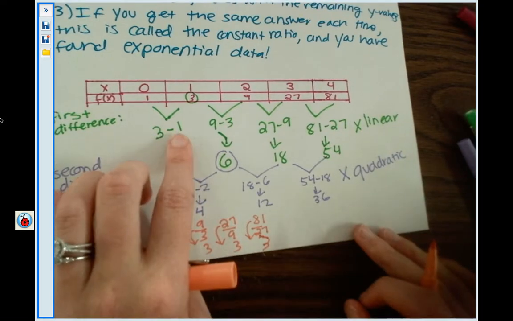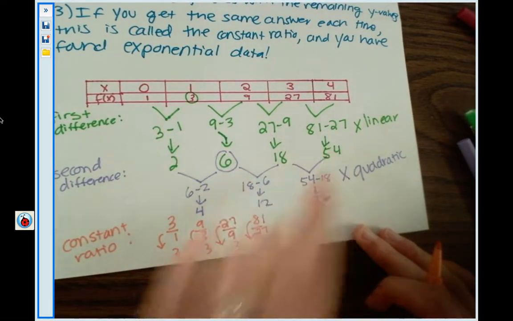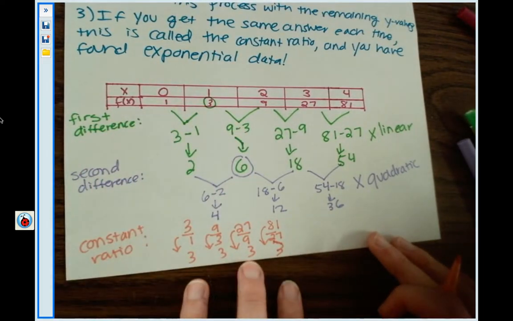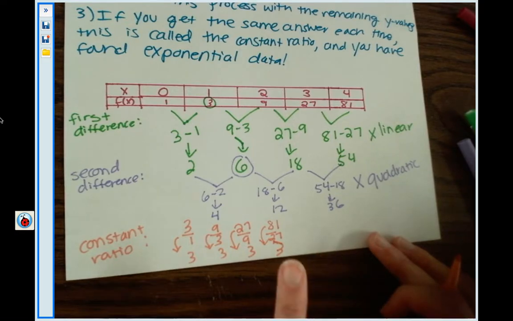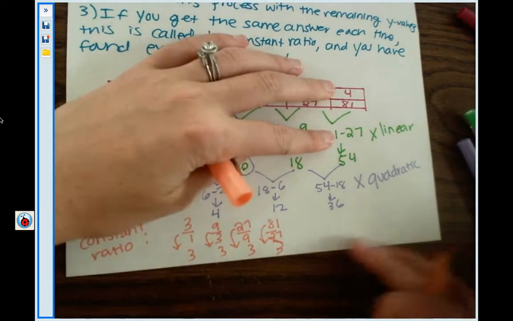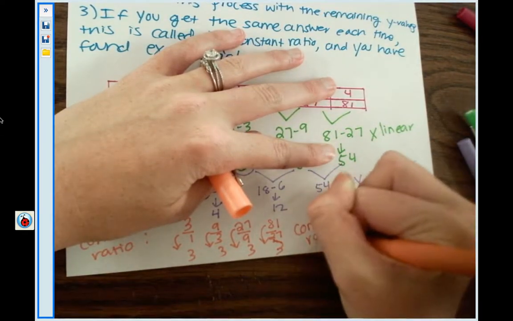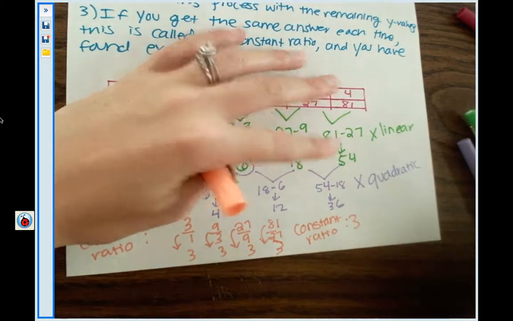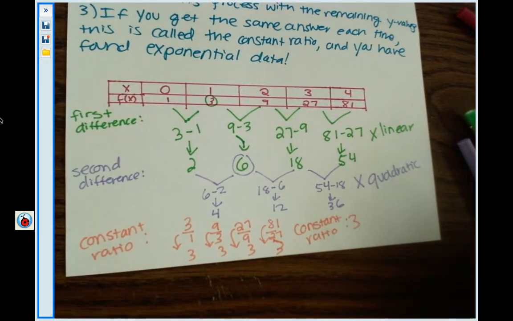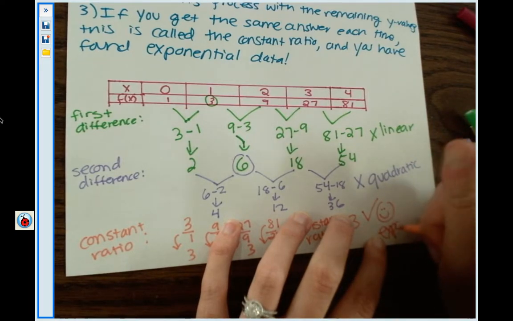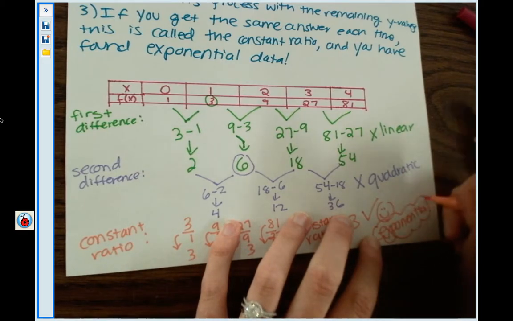Okay, so basically I took all these same values, but this time we just divided them. And if you divide all of your y values and get the same answer each time, you have found something called the constant ratio, and this is the value of my constant ratio. So my constant ratio value is a 3. And if you get the same constant ratio each time, that means your data is growing at a constant rate, which means it's exponential. Yay, it's exponential. So this data is exponential. Wasn't that cool, you guys?